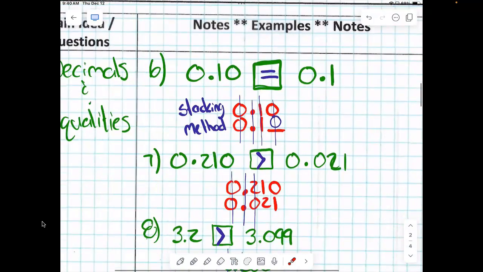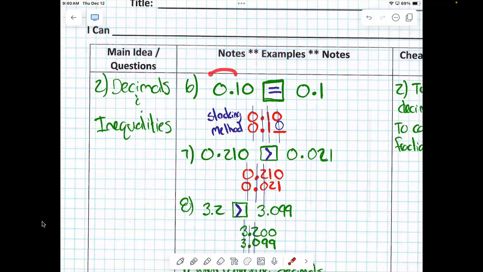Moving on. We were comparing this to this, yes? Yes. In order to show your work, what is the method we're using? Stacking. So we took this number and we stacked it, so 0.10, yes? And we took this number and we stacked it and it was 0.1, right? After we stack, if we have a blank spot, we add a what? Does that make these look equal? Yes. Because they are, right?